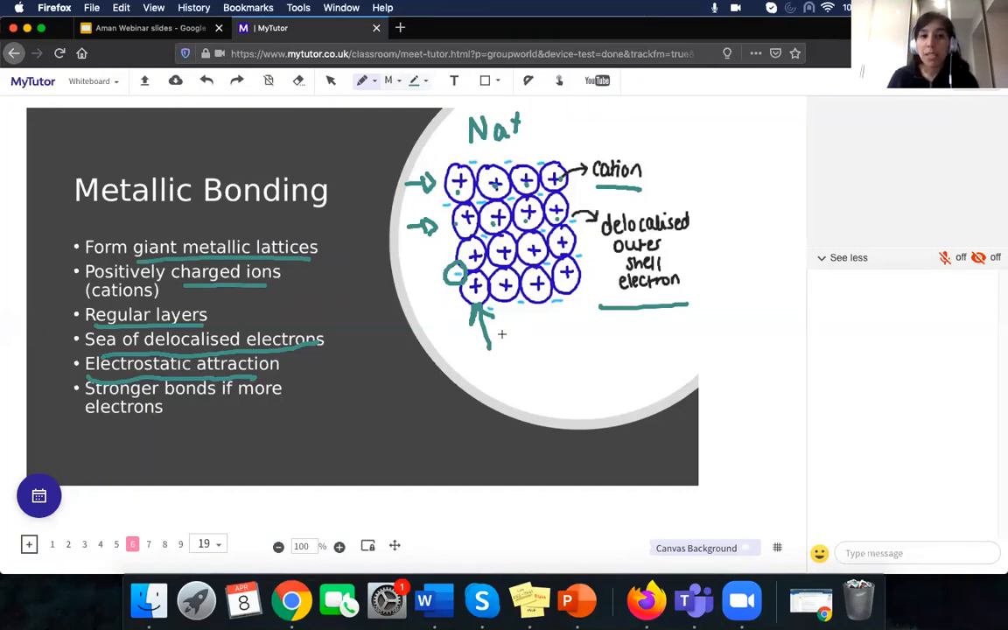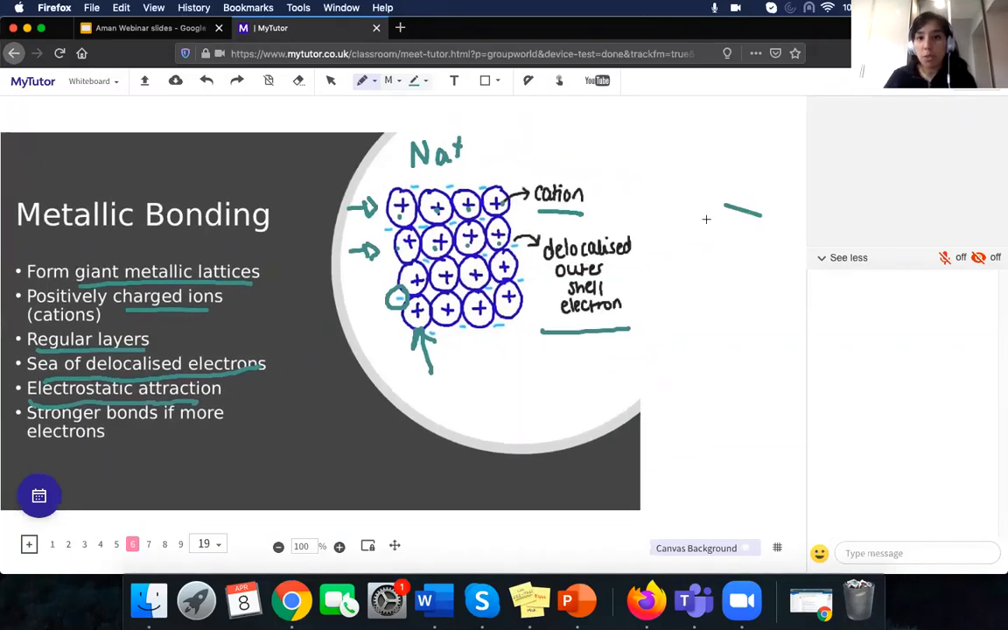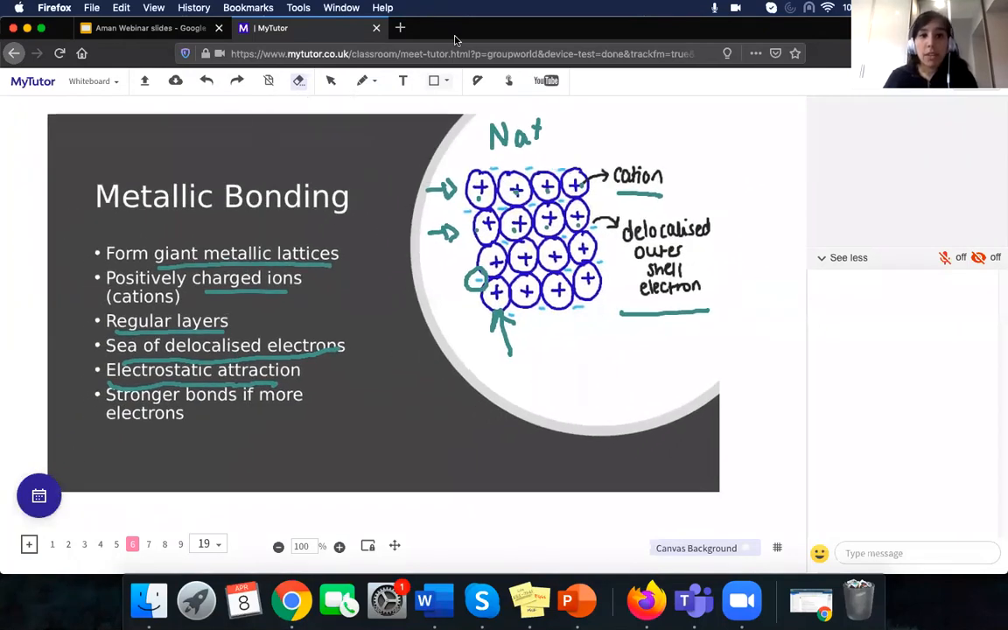Someone is asking, what is a lattice? So a lattice is a way to describe a structure. It's a regular structure, often like this. So that's the structure that metals have. So it's a lattice, and that's what we use to describe metals. It's just a descriptive word. Okay, and then the other thing to recognize is there are stronger bonds if there are more electrons. So we're going to have a go at drawing the metallic bonding in a couple of metals now.